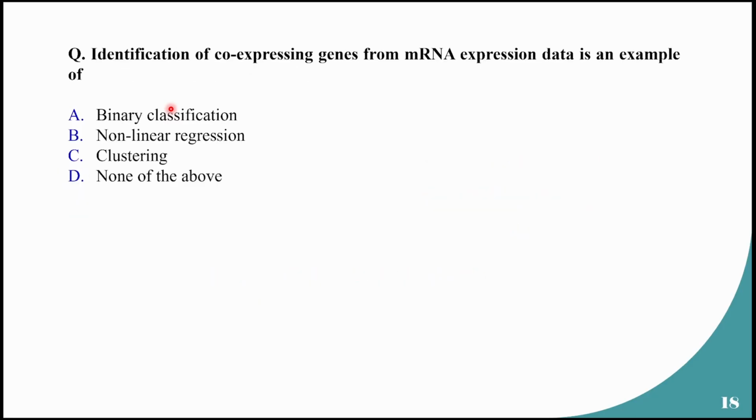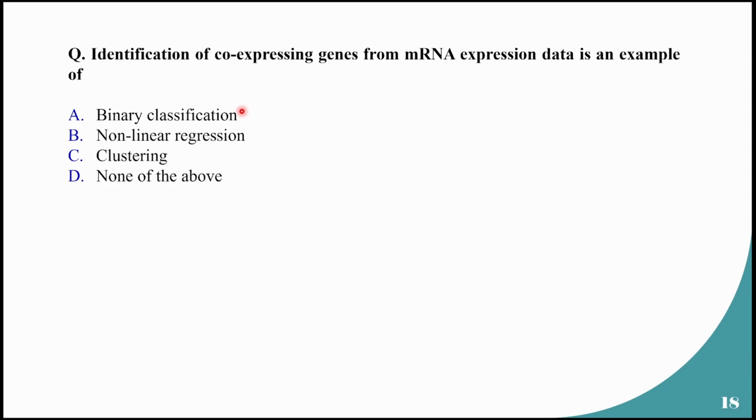So another question regarding algorithms: it's asking that identification of co-expressing genes from mRNA expression data is an example of what? So you have some sort of mRNA expression data, and you are being asked to identify co-expressing genes. The options given here are binary classification, non-linear regression, clustering, and none of the above.